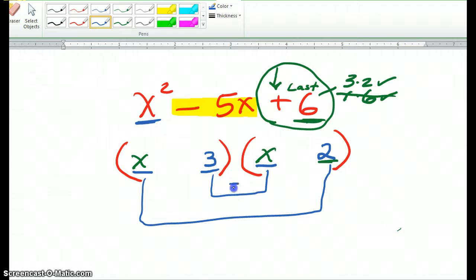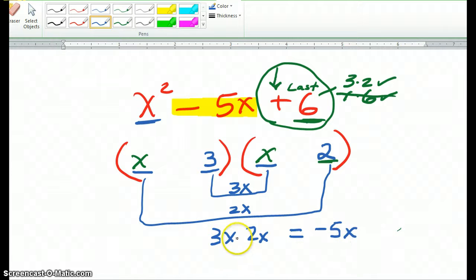Okay, so we're following the same procedure. 3 times x is 3x. X times 2 is 2x, the inners and the outers. So now what we're looking at is 3x and 2x. Can we combine those to get negative 5x? Of course we can. We would have to make both of these terms negative. So negative 3x minus 2x gives us negative 5x. If you want a quick explanation of that, we're going to have to do that in the next video because it's about to end. So that means both of these should be negative.